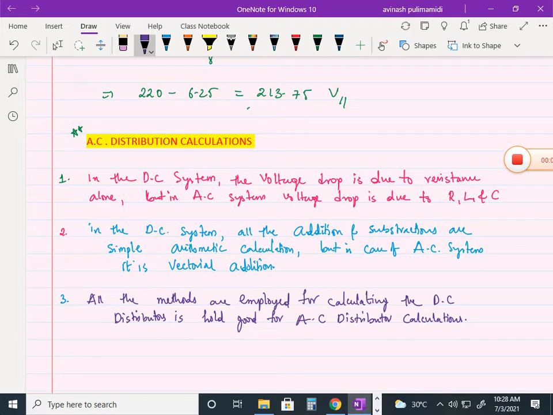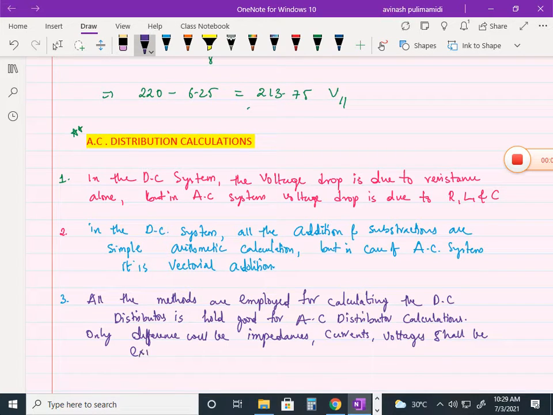But the only difference is that impedances, currents and voltages shall be expressed in vectorial form, taking either current or voltage as the reference vector. I'll give you the explanation about this.